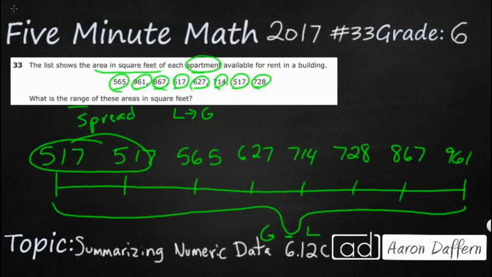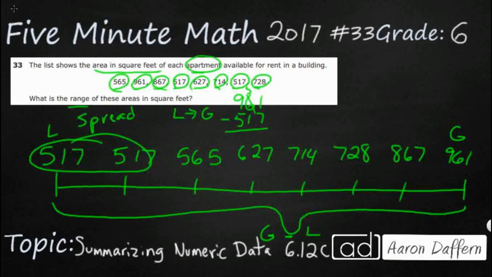Greatest minus the least. And that's really what your range is. So as long as you can find the greatest number, and you can find the smallest number or the least number, subtract the 2, you should be good to go. So let's see what we have here. We've got 961 minus 517.